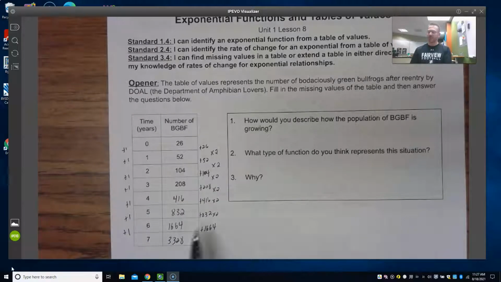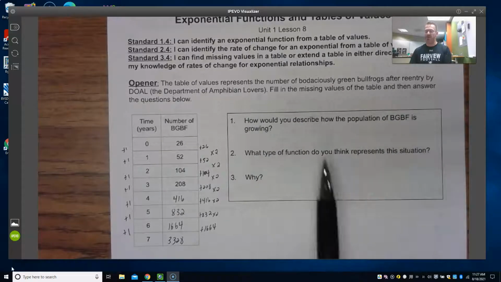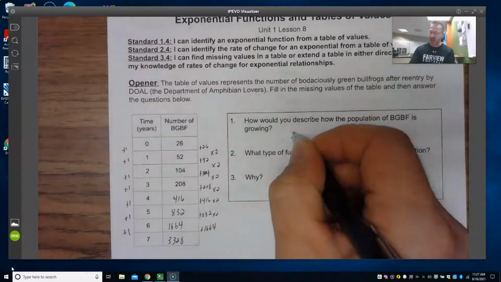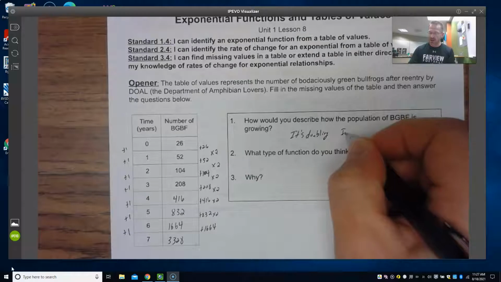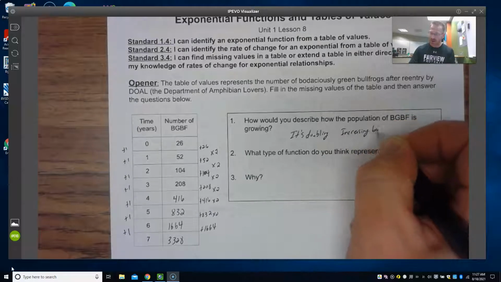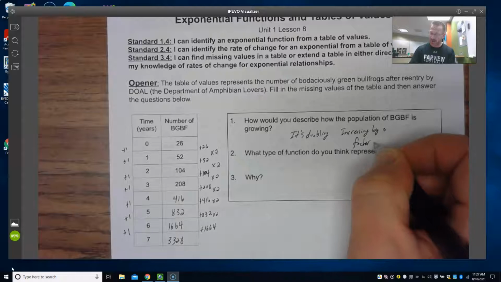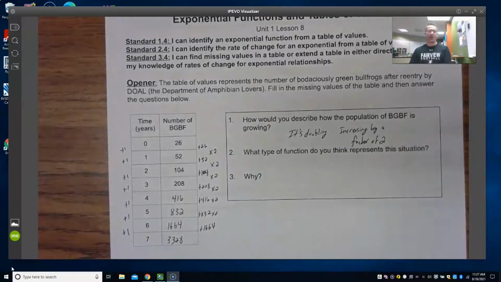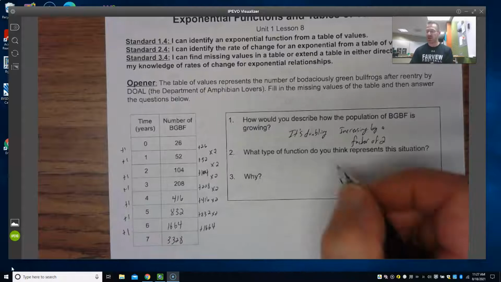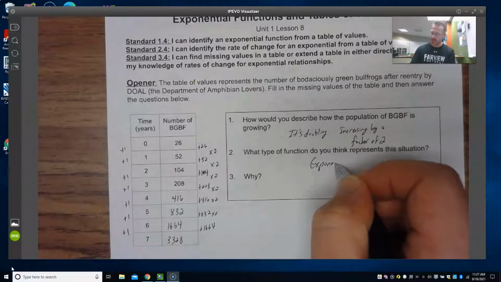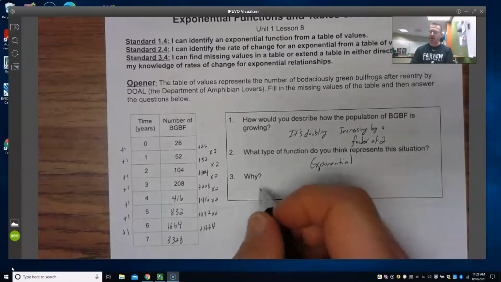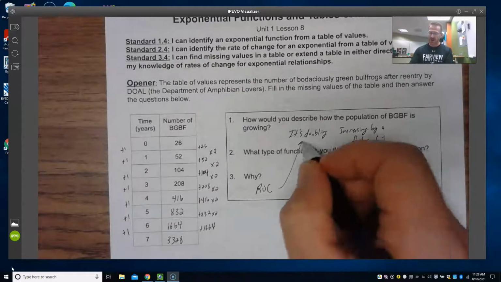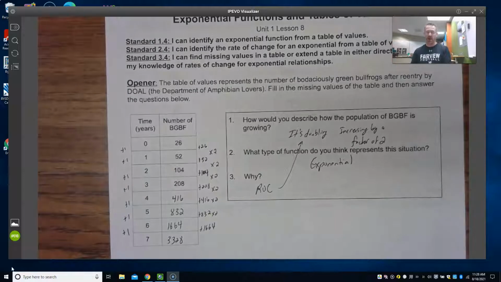All right. So when we think about this, how would we describe the population growing? We would maybe say it's doubling, or increasing by a factor of 2. What type of function do we think this is? Exponential. So if that rate of change is going up or down by a multiplier or a divider, then we know it's exponential. And why is that? It all goes back to that rate of change and what we said right here. It's doubling, increasing by a factor of 2.